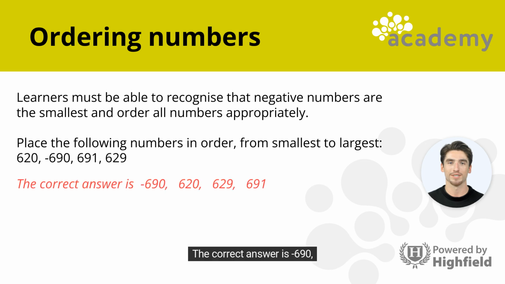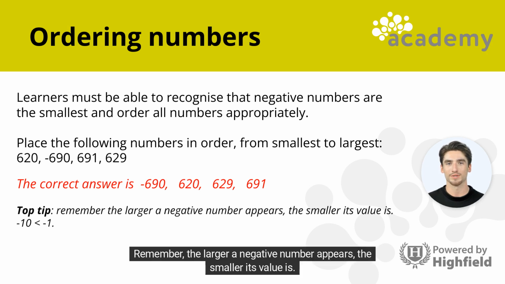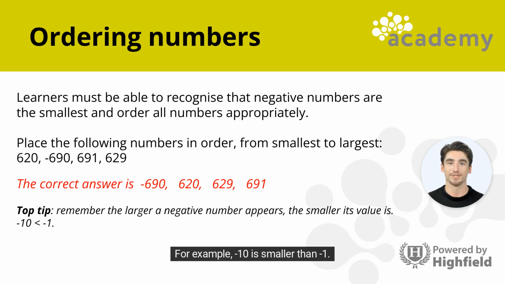The correct answer is minus 690, 620, 629, and 691. Remember, the larger a negative number appears, the smaller its value is. For example, minus 10 is smaller than minus 1.